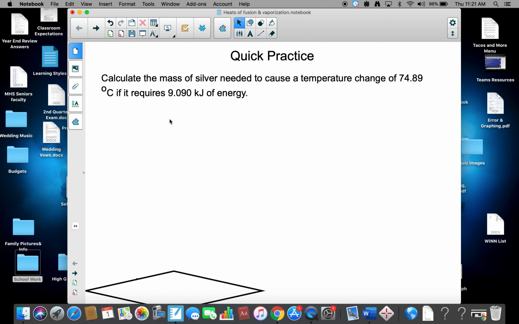Here's a quick problem. I'd like you to try this on your own. We'll give you the answer in class. I'll check this as part of your grade to make sure you did the notes, and that'll be how I do the real quick check on the notes there.